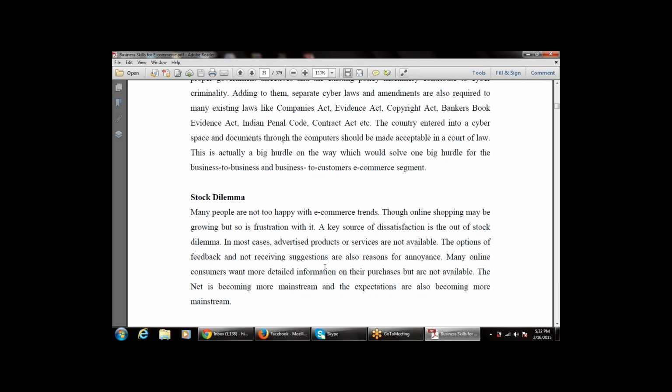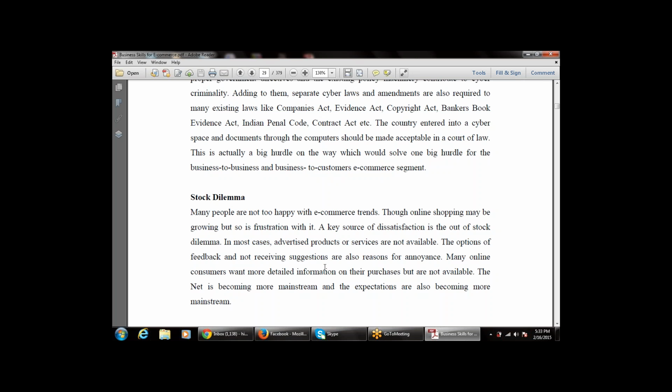In most cases the products are not available, but a display on the screen shows that they are available on the internet. The product or services that are advertised are not actually available. The lack of feedback options and of suggestions is also a reason for annoyance. Many online customers want more detailed information on their purchases, but it is not available. That is a stock dilemma.